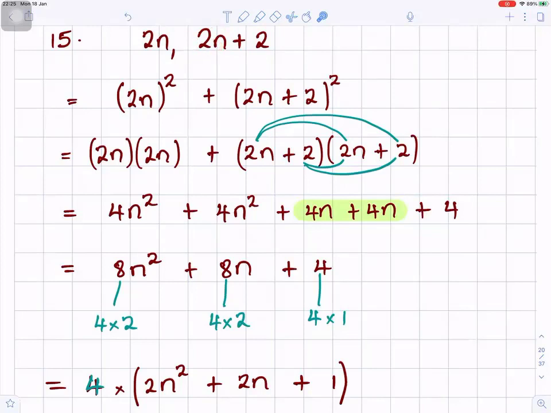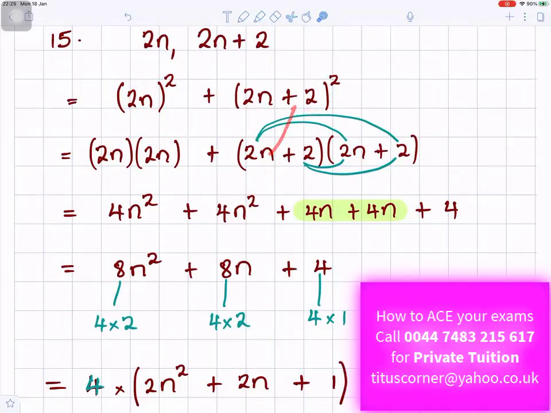So for the squares, you square that 2n. So 2n squared plus 2n plus 2 squared, because it says the sum of two consecutive, the first one and the second one. Now 2n squared is the same as 2n times 2n. 2n plus 2 all squared is the same as 2n plus 2 in bracket times 2n plus 2. Now we multiply. 2 times 2 is 4, and n times n is n squared.